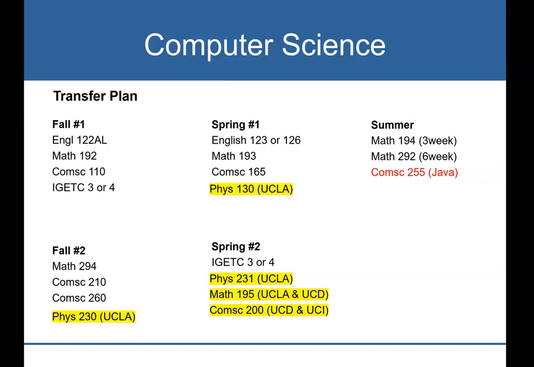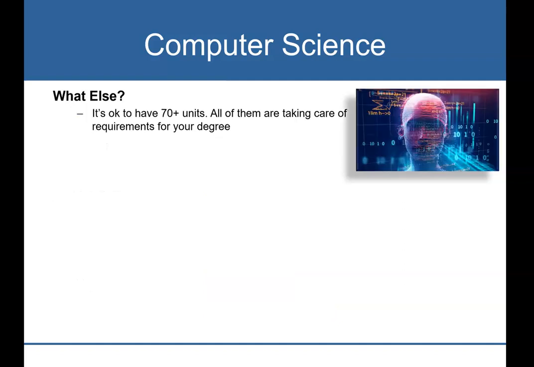To wrap up, it's okay to have more than 70 units as part of this major. All of them are going to be taking care of major requirements in one way or the other. So don't worry if you have more than 70, if you have more than 80. Students change their majors, and as long as they're all from a community college, you're at no disadvantage here.